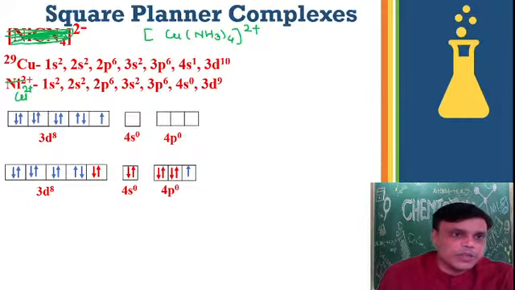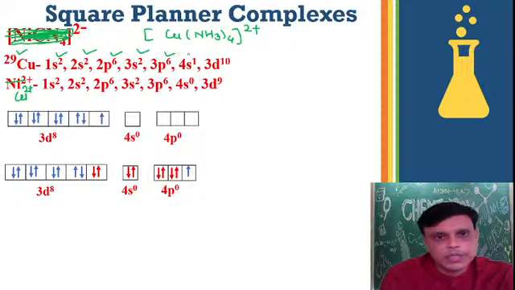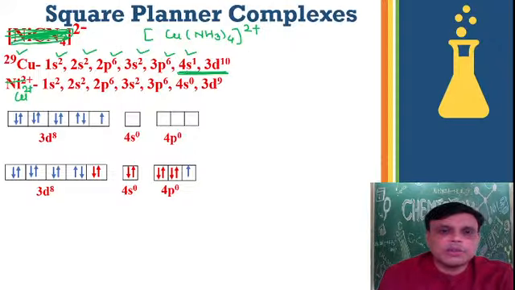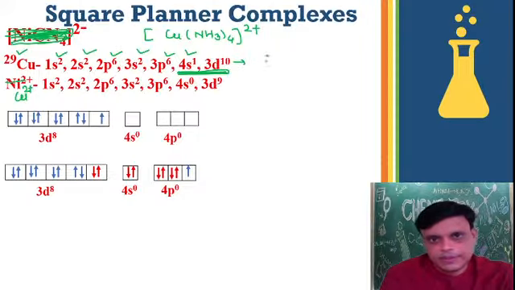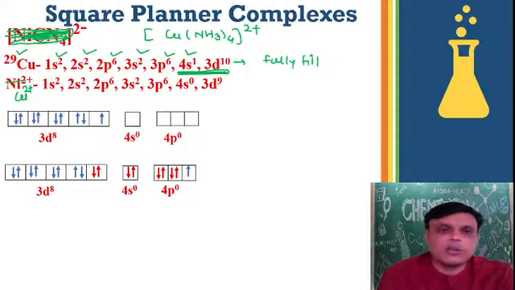Atomic number of copper is 29. Electronic configuration is 1s2, 2s2, 2p6, 3s2, 3p6, 4s1, 3d10. So this is an anomalous electronic configuration, 4s1 and 3d10. This is due to just fully filling the d orbital. One electron in the s orbital and 10 electrons in the d orbital. This is anomalous behavior, which we have discussed in SYBSc.